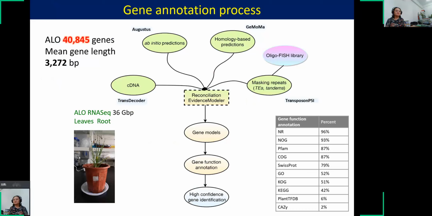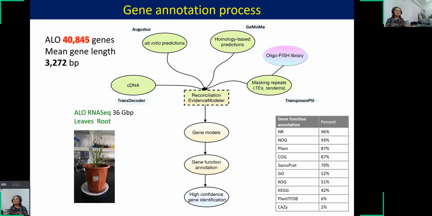Gene structure prediction depended on 4 methods: RNA-seq assisted prediction, ab initio prediction, homology-based prediction, and masking repeat methods for single-copy gene pool design or oligo-FISH experiment. A total of 40,845 protein coding genes were identified in the ALO genome, compared with other published Pooideae genomes.